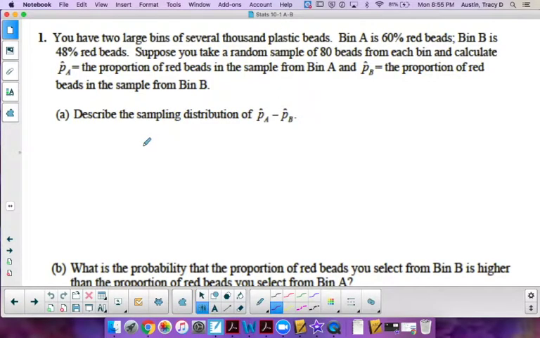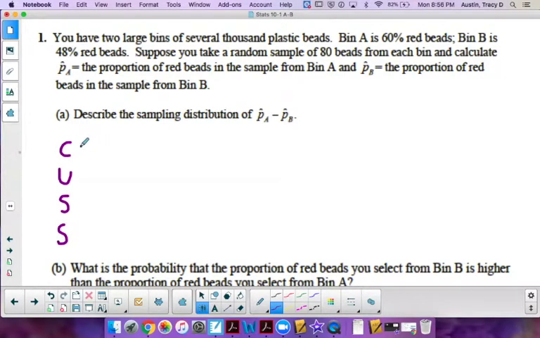Okay, so if we're going to describe a distribution, that's center, unusual features, shape, and spread, since it says describe the whole sampling distribution, whereas before it said just describe the shape. Remember, please, that if you're ever told to describe a distribution, then we're looking for CUSS and BS, right? Center, unusual features, shape, and spread.